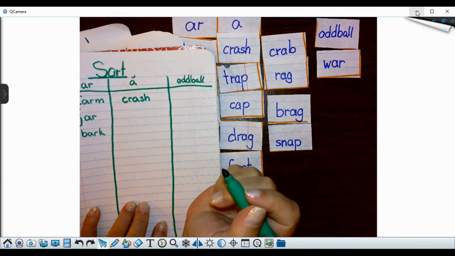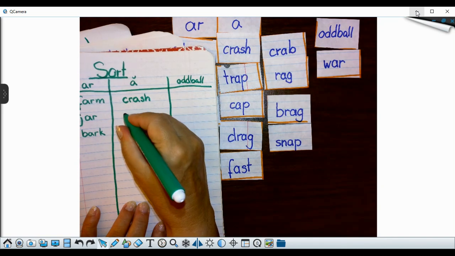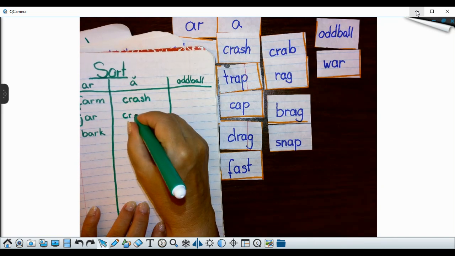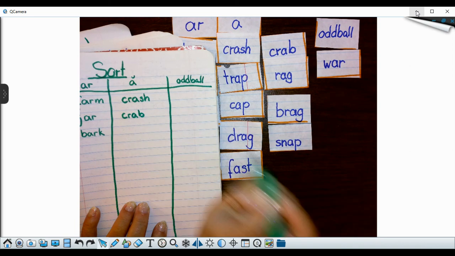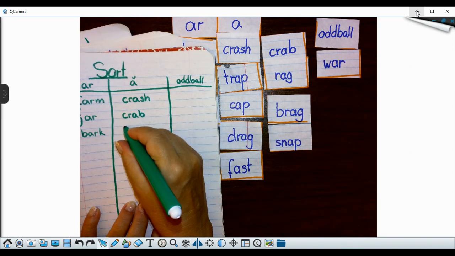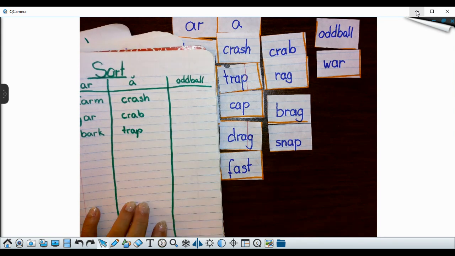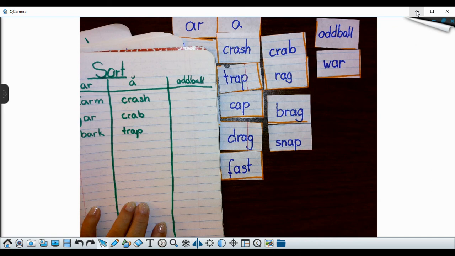All right. My next word is crab. I'm going to skip a line. Crab. All right. So my next word will be trap. I got to skip a line. All right. Pause your video here and write the rest of your short A words down. Now that you wrote them down, let's write our last one down.